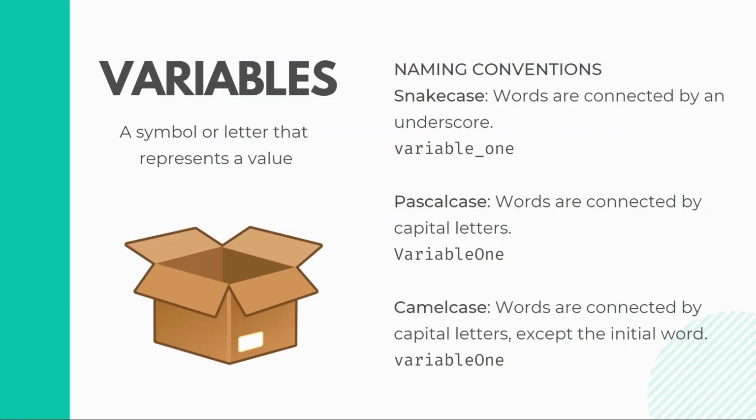So, variables. On the screen, you'll see that I've attached a little clip art of a box with a label on it. It's there because that's exactly how I want you to visualize a variable. A variable is like a box that you can name and store things in. So let's hop onto Replit so I can better demonstrate.